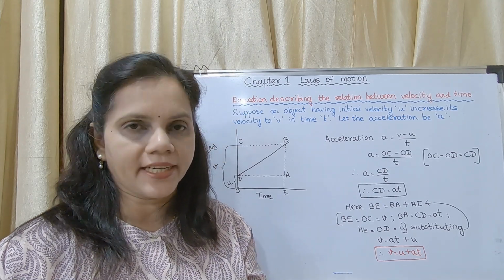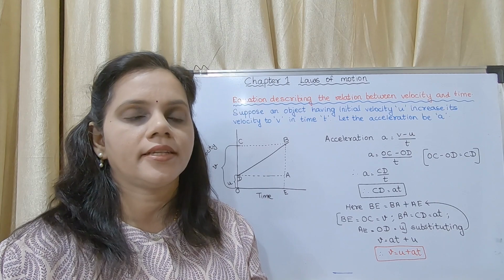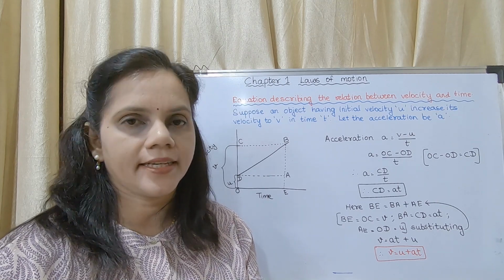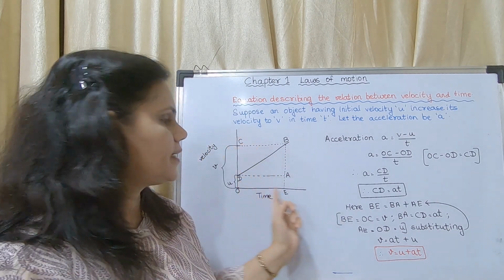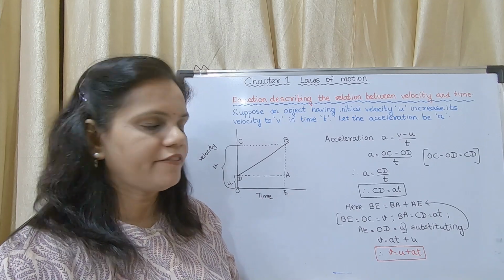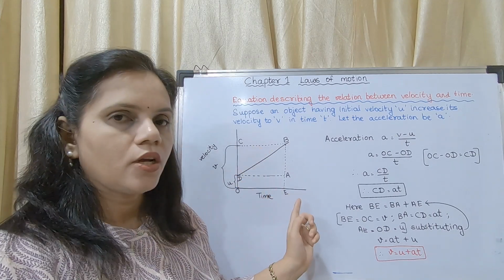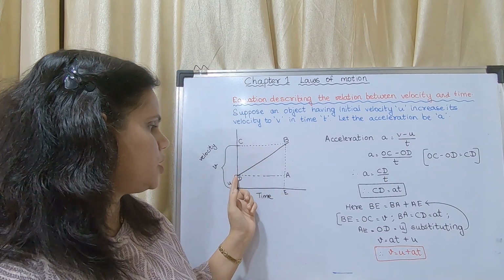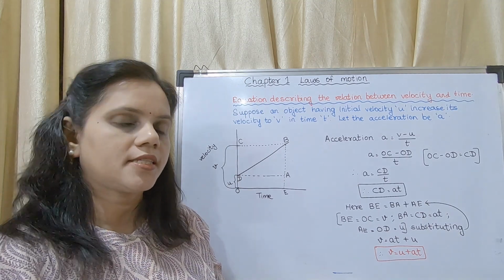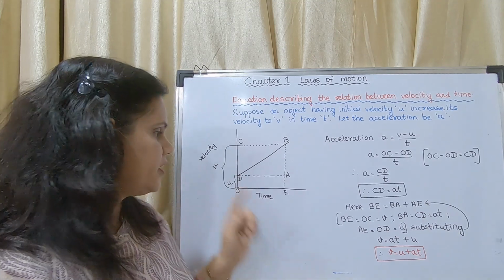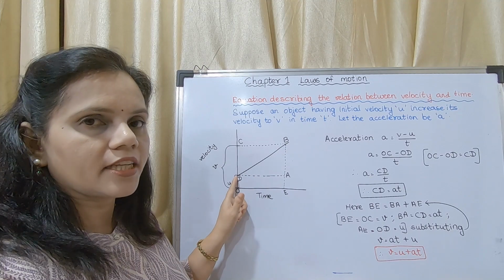Till there you have to write. I will explain how the equation is derived. So this is a graph. This graph is shown for an object having an initial velocity u. Consider the initial velocity to be about 20 to 25. So there is a value in the beginning.